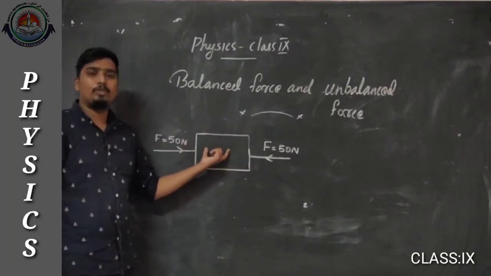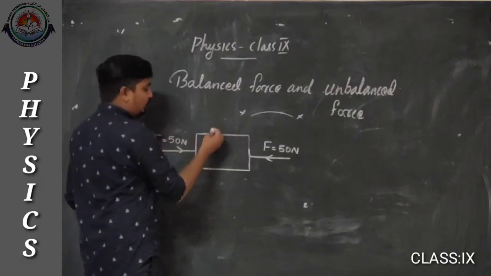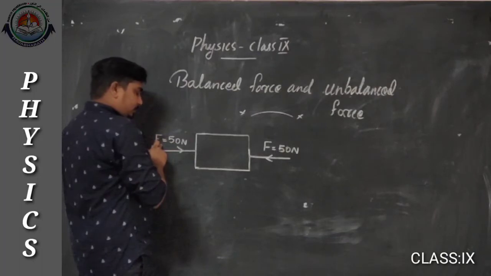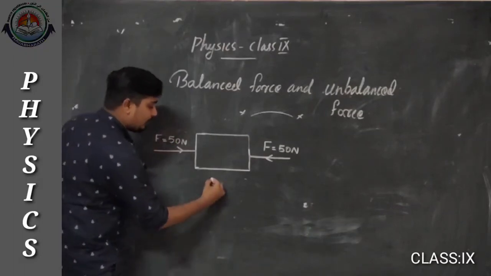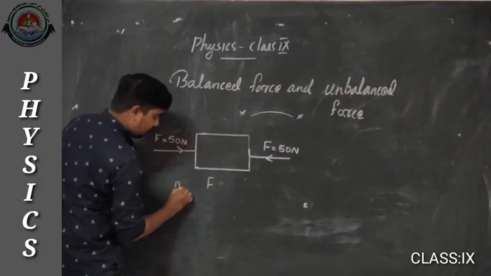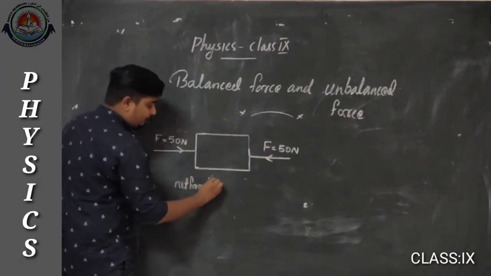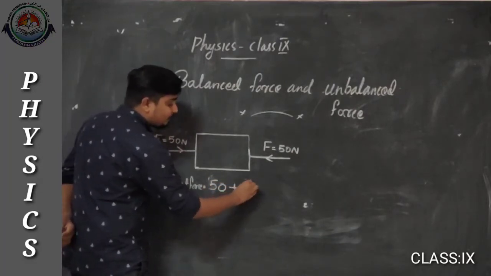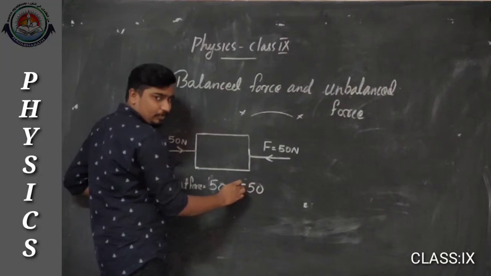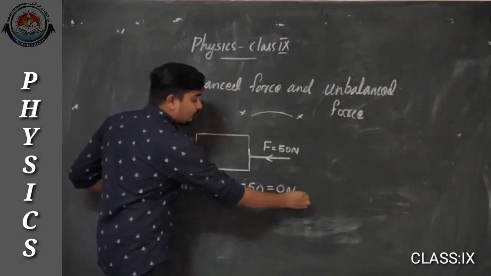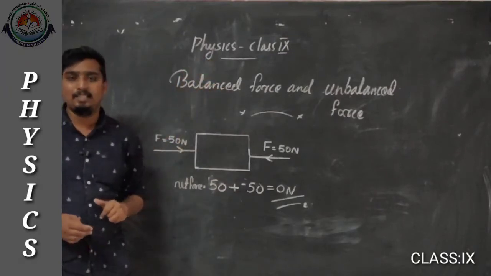In this case this body is not moving, because the net force is, what is the net force here? The sum of the first force and the second force gives the net force. Here the net force is equal to F plus F, that is 50 plus minus 50. Why is it minus? Because this is in the opposite direction, therefore it is negative. That means the net force is 0. There is no net force acting on this body. Such a force is called balanced force.